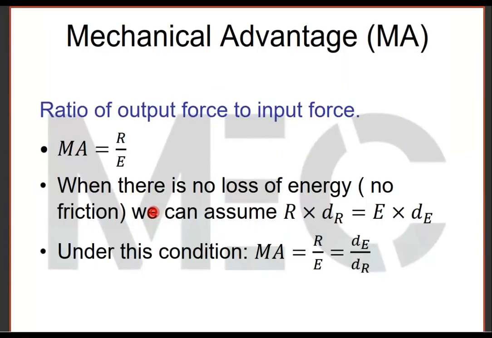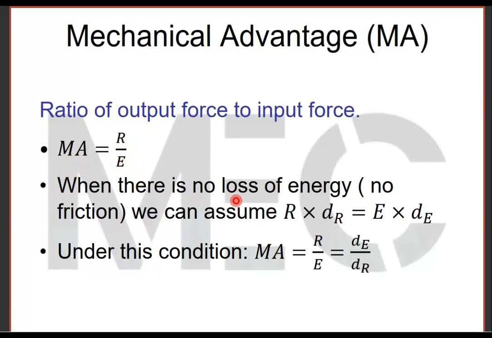What is this mechanical advantage? Mechanical advantage, or abbreviatedly MA, is defined to be the ratio of output force to input force. As we said in the previous session, output force is also called resistance or load, which is denoted by R, and input force or effort is usually denoted by E. So mechanical advantage is equal to resistance over effort, or load over the force applied.